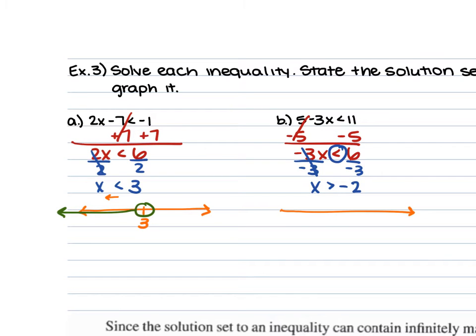On your number line, you'll find that negative 2. We're going to have an open circle on it. Our sign points to the right, so our line is going to run to the right.